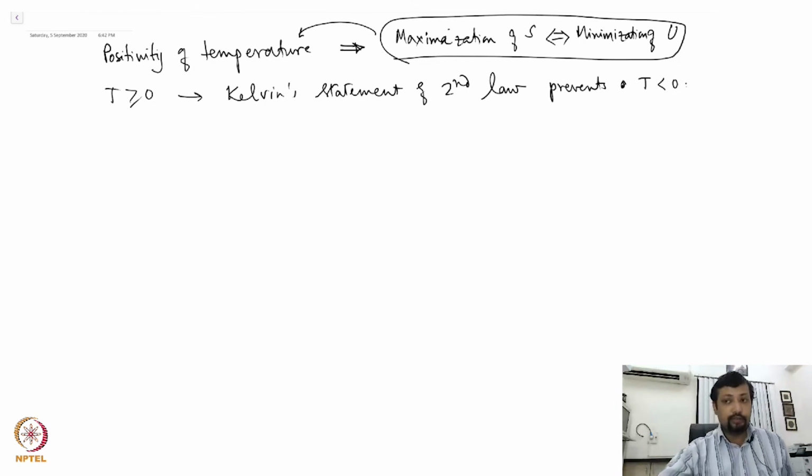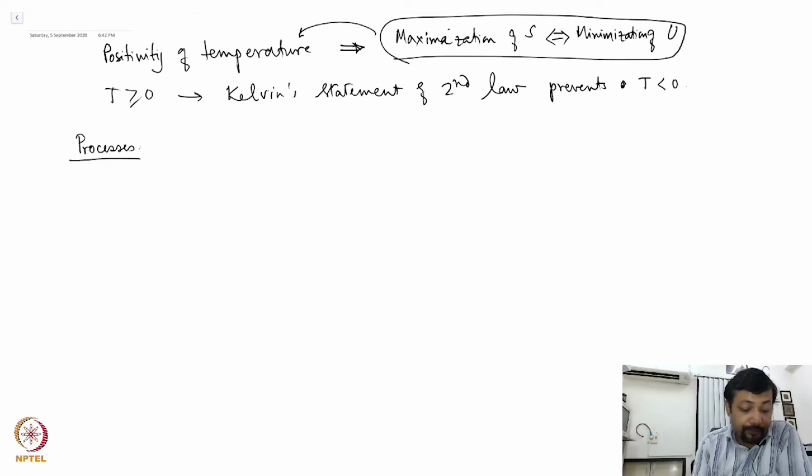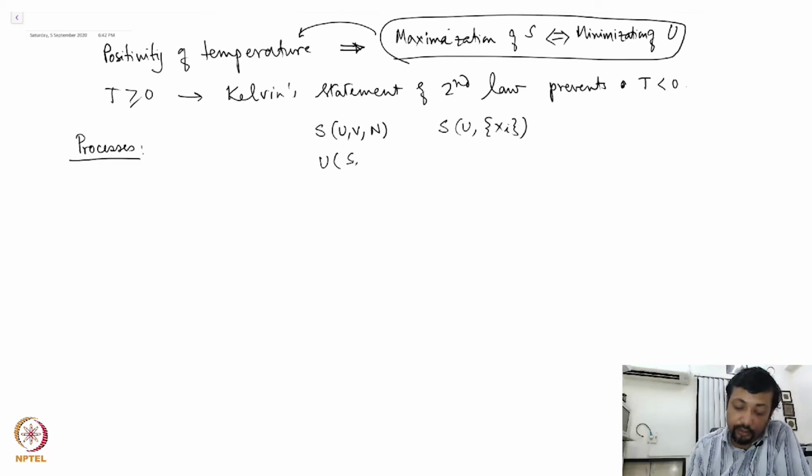So more or less now we are done with thermodynamics, or rather we have learned what are the guiding principles in thermodynamics. Now I want to apply this, right? So for that we have to look at processes, and as we said before, S as a function of U, V, N for a hydrostatic system, or equivalently S as a function of U and Xi, or U as a function of S, V, N for a hydrostatic system, U as a function of S and Xi, are the fundamental relations.